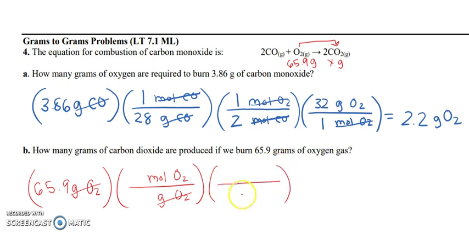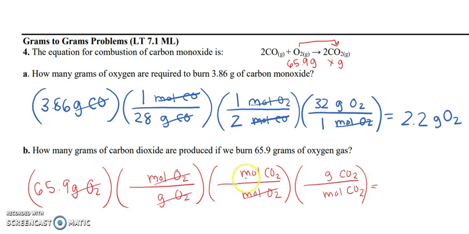If I set up another bracket, I can cancel out moles of O2 by putting it on the bottom, and I can go from moles of one compound into moles of another. I'll put that other compound up top. Moles of O2 and moles of O2 will cancel. And last but not least, if I put moles of CO2 on the bottom, I can turn that into grams of CO2 on the top. Moles of CO2 and moles of CO2 cancel to give me an answer with a unit of grams of CO2.